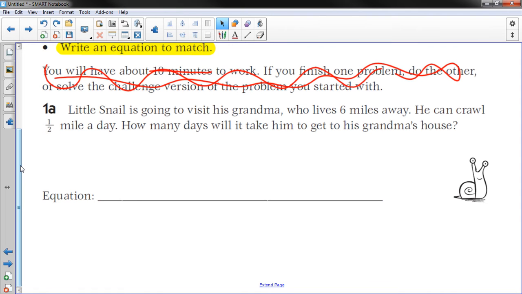So let's get started. 1A. Little Snail is going to visit his grandma, who lives 6 miles away. He can crawl half a mile a day. How many days will it take him to get to his grandma's house? All right. Well, every day he goes half a mile.